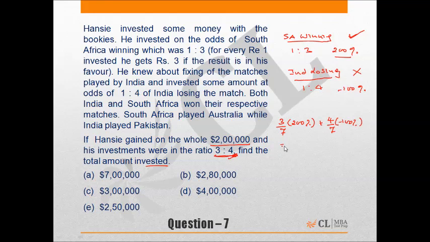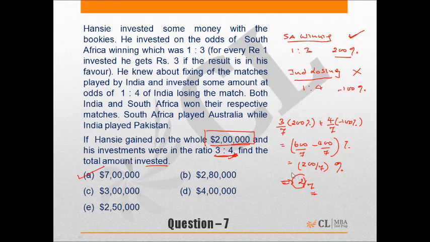So what is the overall gain or loss? It is 600 by 7 minus 400 by 7 in percentage terms, which is equal to 200 by 7 percent, which is nothing but 2 out of 7. That means for every 7 rupees invested, he has a profit of 2 rupees. What is his overall profit? His overall profit is $200,000. That means his investment should have been $700,000. Choice A is the answer. I hope this part is clear.